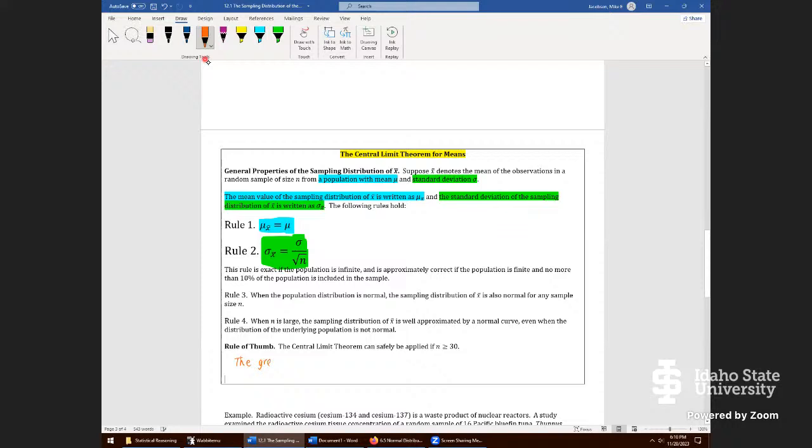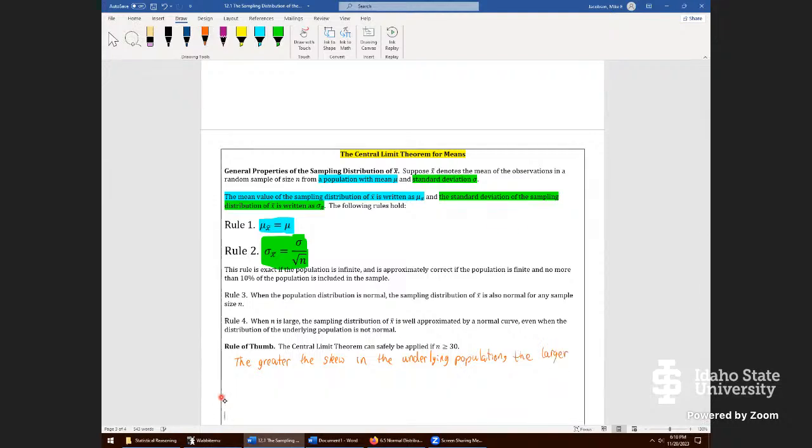The greater the skew in the underlying population, the larger the sample size that is needed. So it's a great rule of thumb, but it's a dangerous one as well.